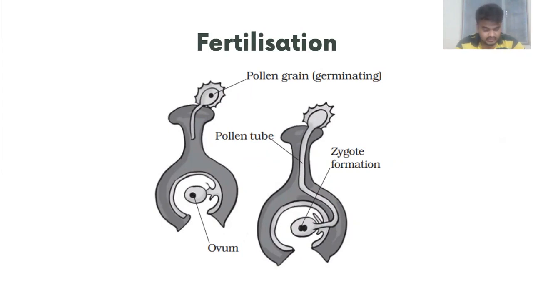The process of fusion of male and female gametes to form a zygote is quite obviously called fertilization. So the zygote is a cell, and fertilization is the whole process of male and female gametes forming a zygote. So these are the basics about sexual reproduction.